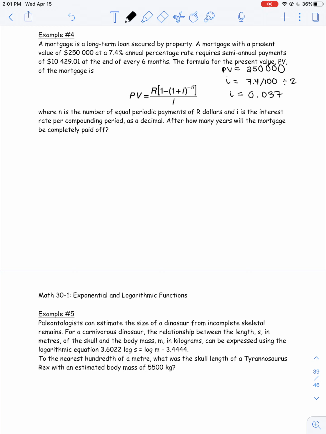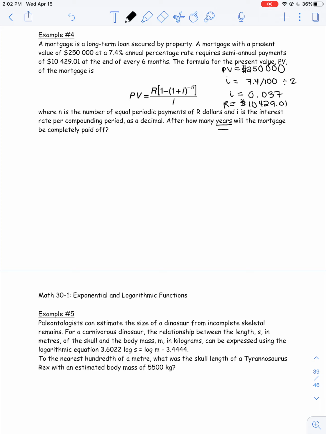Our R value is $10,429.01. So that is the payments that we're going to make. So that's our R value, the periodic payments in R dollars. So what we're going to do is fill in the equation, and then we're going to solve for n, and then we're going to convert it to years in the end. So the question wants us to answer in years at the very end.